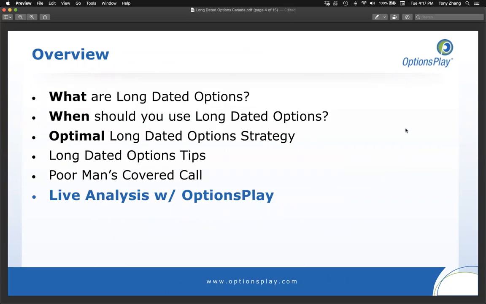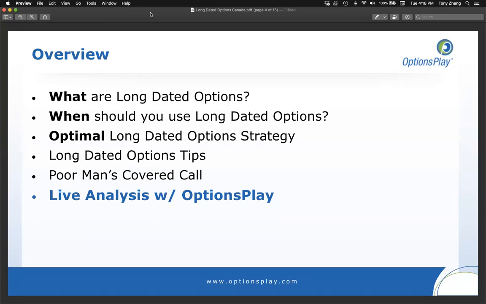Today we're going to go through a few different things, but first we're going to start with what long dated options are. They're really simple to understand, but we just want to define what long dated options mean. Then, when should you actually go about using them? A very important topic because they're not suitable for all types of investments. They are suitable more for longer term investments or longer term bullish or bearish outlooks on an individual stock. And once we understand the strategy and when to use them, we'll talk about the optimal expiration dates and strike prices that you should choose when trading these longer dated options.